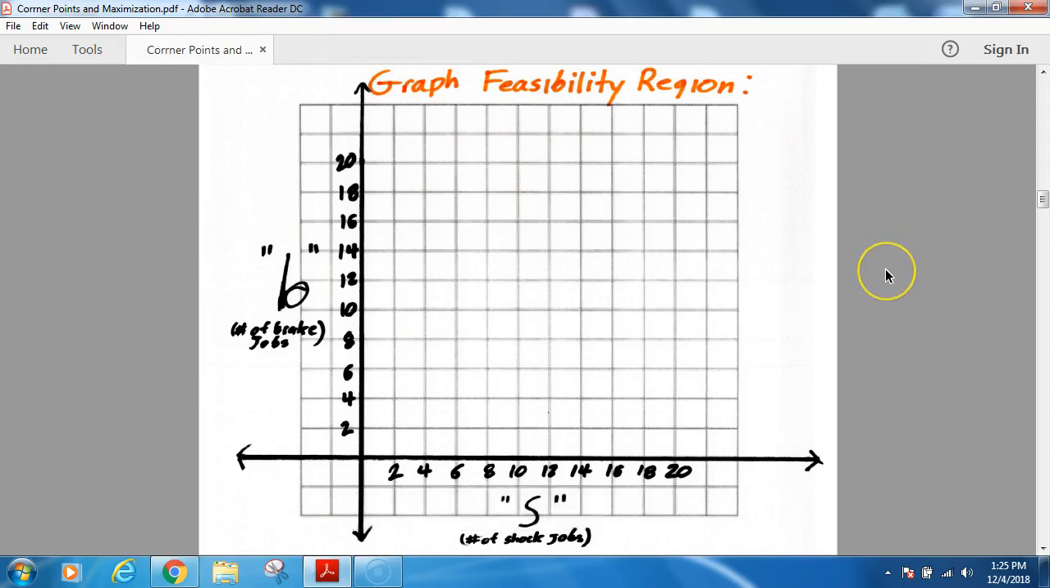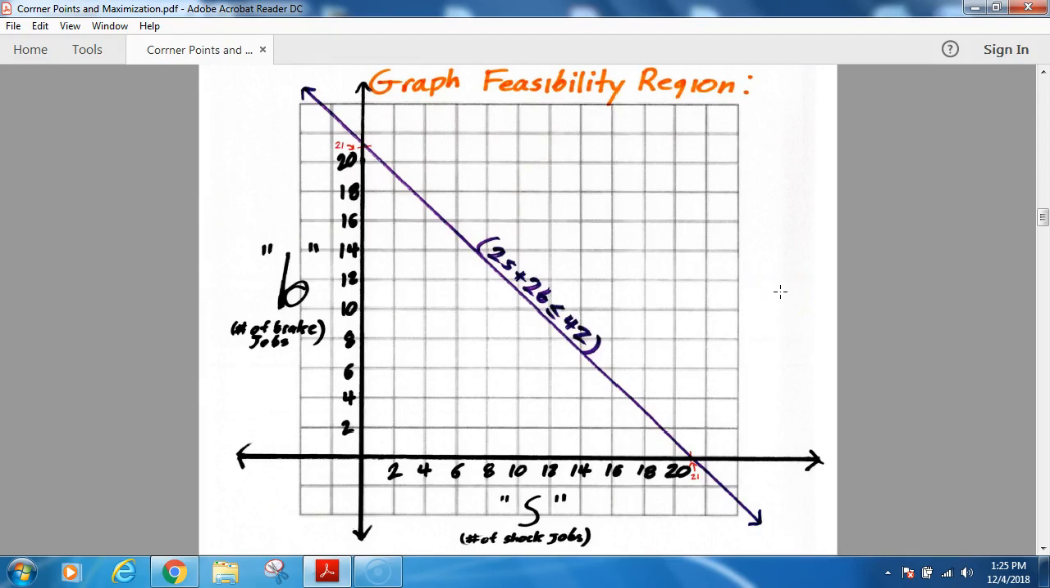Next thing, of course, is I want to start graphing my inequalities here. My first inequality was the one based on the amount of time he had each week, or 42 hours.